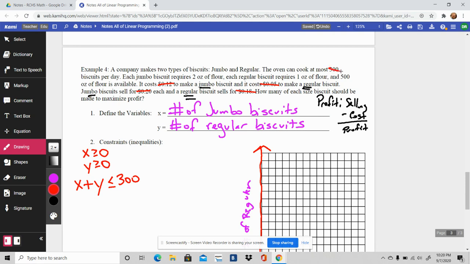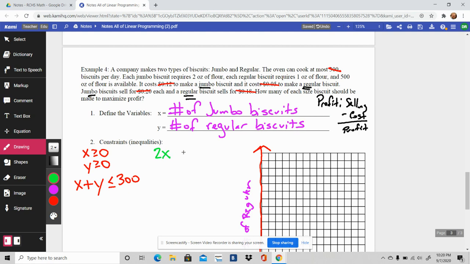We still have a few more numbers. It says each jumbo biscuit requires 2 ounces of flour. So each jumbo requires 2 ounces of flour. So I'll put down a 2. Jumbo biscuits, remember, are X. So if you only have 1 jumbo, it's 2 ounces of flour. If you have 2, it's 4. And if you have 3, it's 6, and so on.